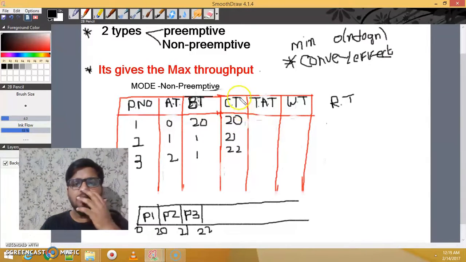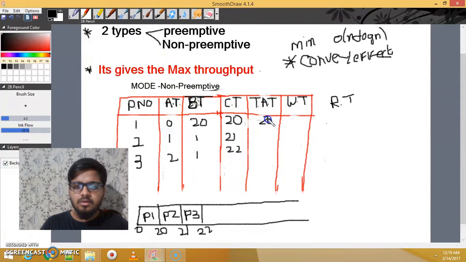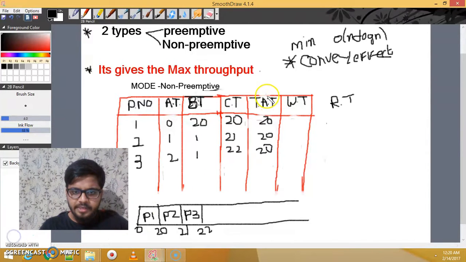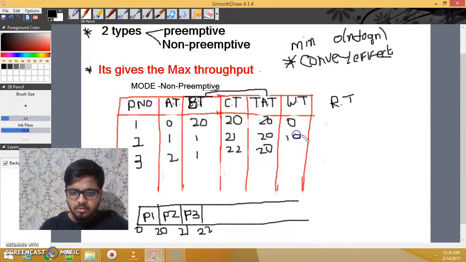Now turnaround time is completion time minus arrival time. For P1 it is 20. For P2 it is 21 minus 1, which is 20. For P3 it is 22 minus 2, which is 20. So turnaround time is 20 for each. Now waiting time is turnaround time minus burst time. 20 minus 20 is 0. 20 minus 1 is 19. So that is also 19.